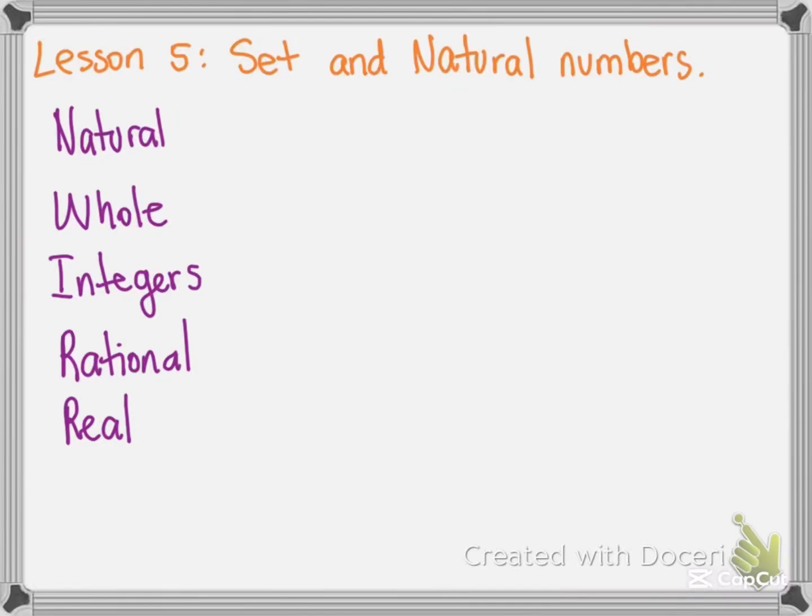Lesson 5. Set and natural numbers. Remember that natural numbers are the counting numbers, the first ones that you learn, and they start with 1, 2, 3. You use your fingers to count those, and they keep going forever. The whole numbers is when we include 0. So it's 0 and all the natural numbers.